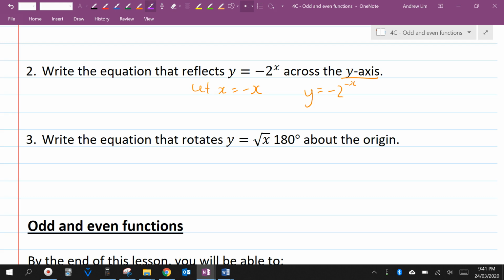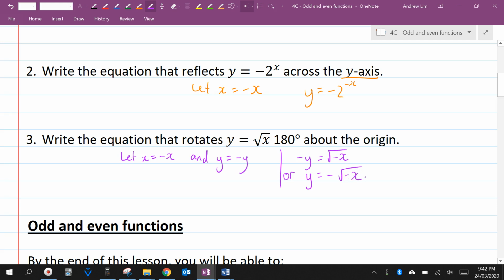Question 3, we're going to write the equation that rotates y equals root x 180 degrees about the origin. And so whenever we rotate about the origin, we need to let x equal to negative x and y equal to negative y. So all we're going to do is replace y with negative y and x with negative x. Or we can write y is equal to negative root negative x.